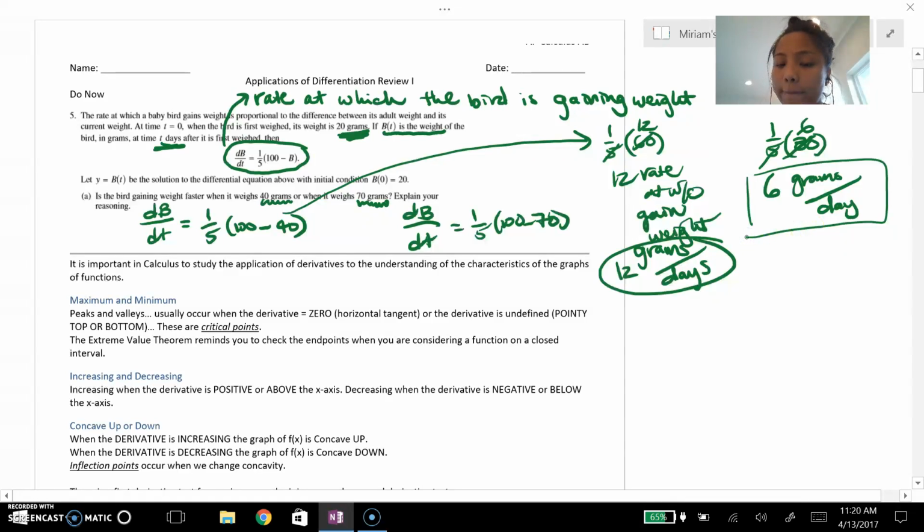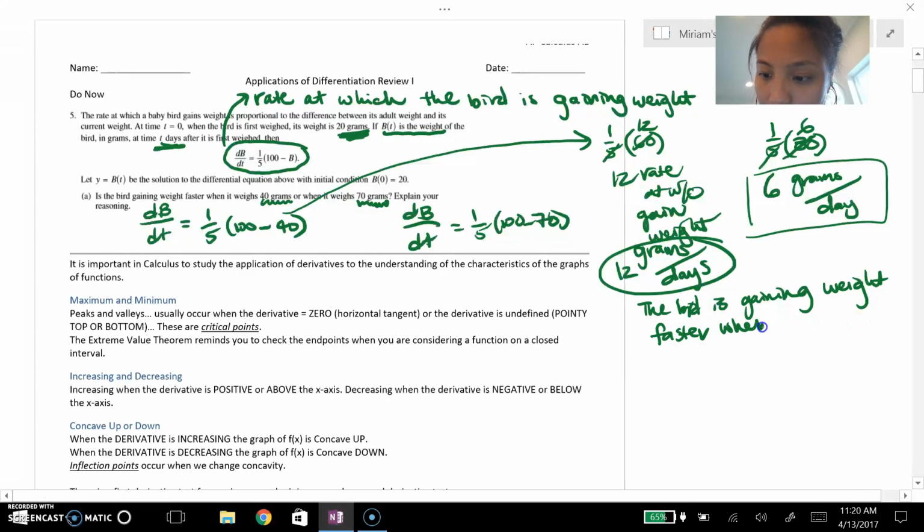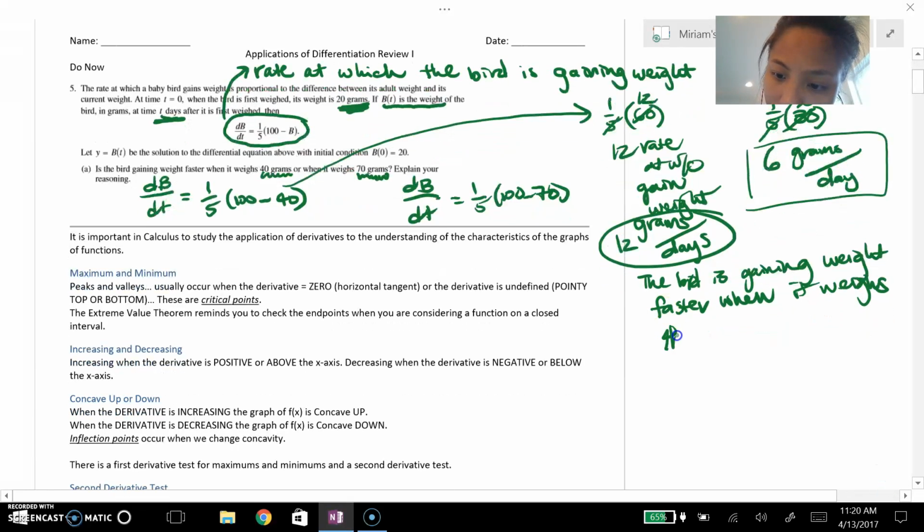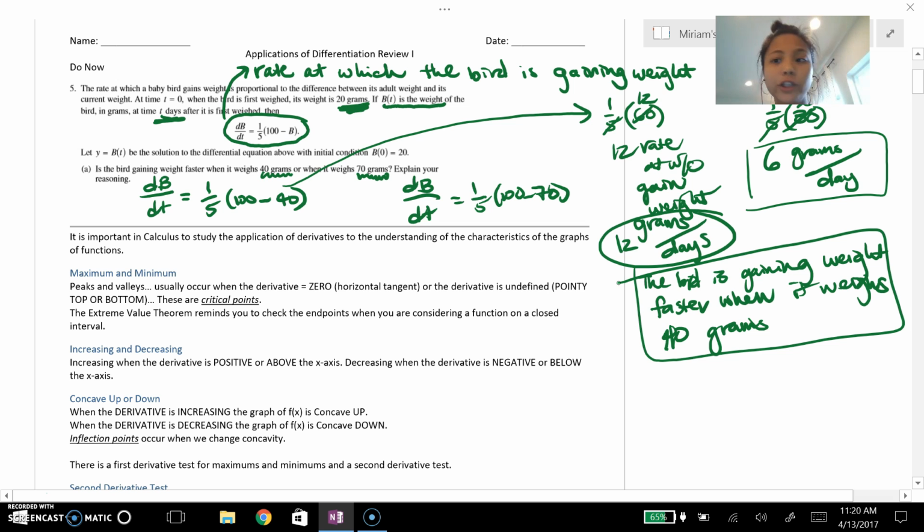Which one's greater? Great. So you say the bird is gaining weight faster when it weighs 40 grams. And you are all good.